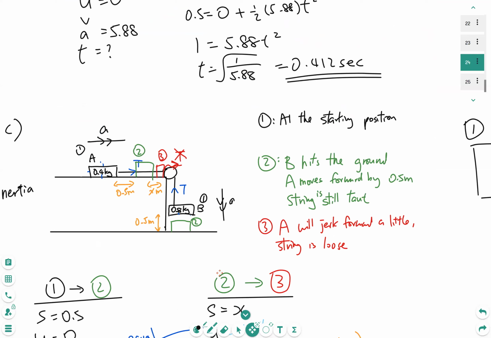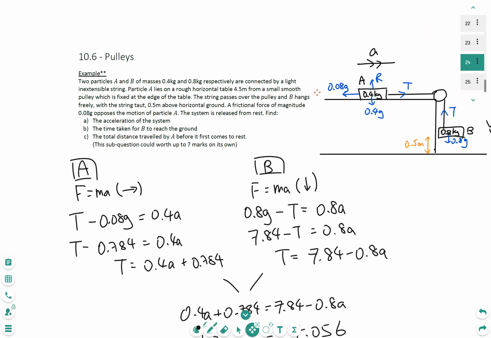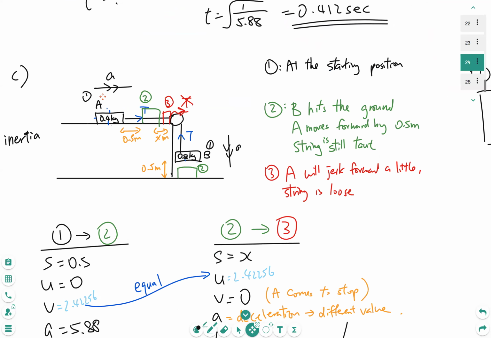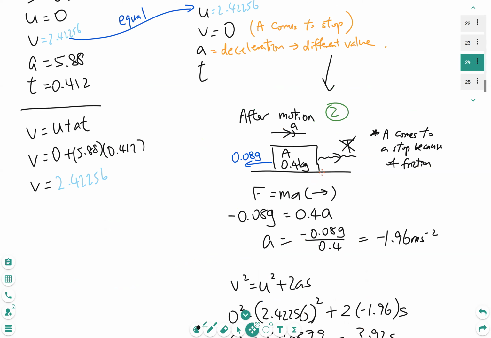Read the question again. The question wants the total distance traveled by A before it comes to rest. So we started here at motion 1, went 0.5 to motion 2, and then 1.5 to motion 3. So altogether it is 2 meters.